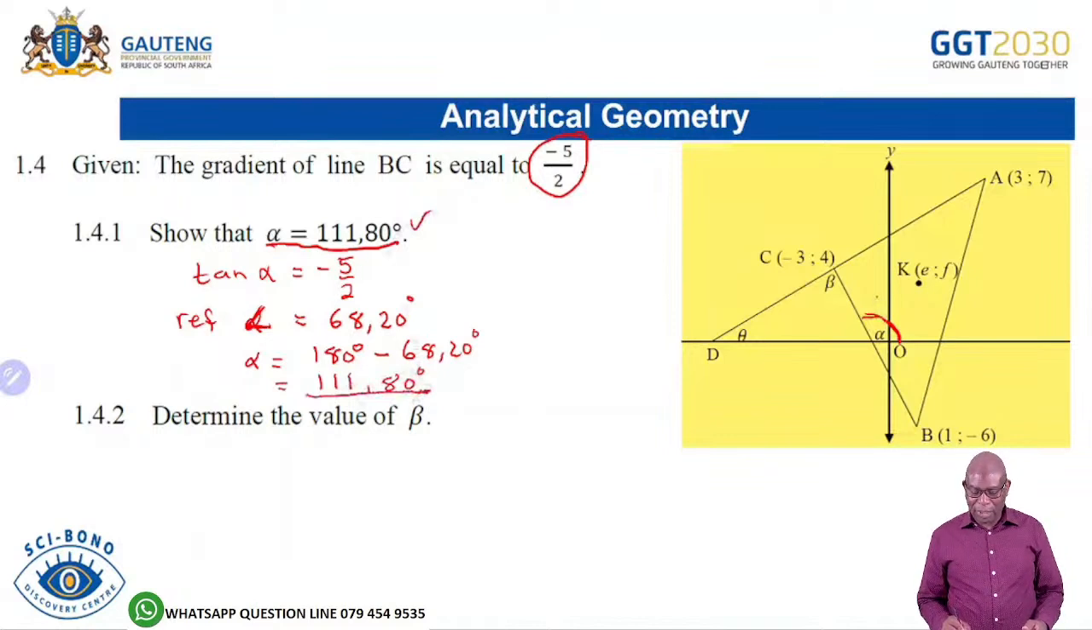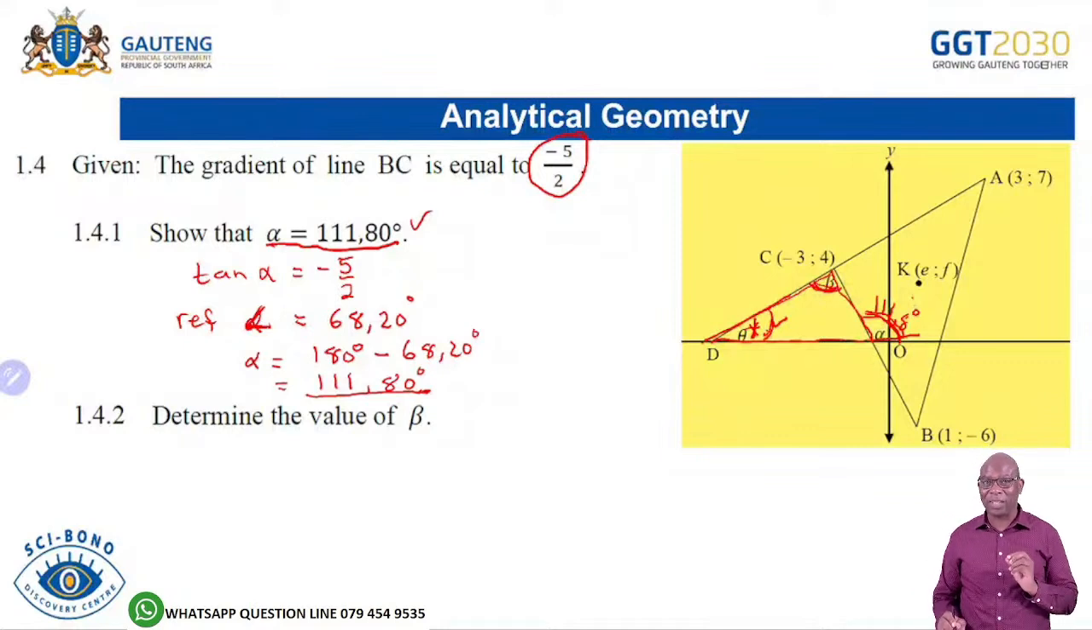So here I know this angle here is 111.80. Right? So for me to get to this angle here, that angle there, I need to first get to this angle here. Right? So already I know the gradient of that line, so I can get the angle here. So if I get that angle here, I'll be able to get that. I can see that that is a triangle and this is an exterior angle. So this angle outside will be the same as these two. So if I know this one, I'll know this one. Okay, that's a tricky question.